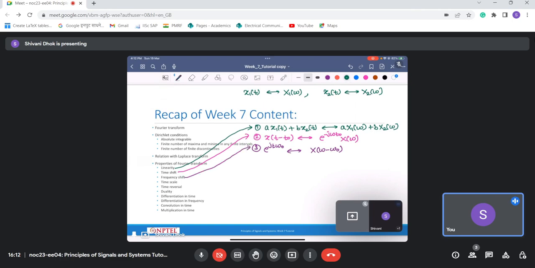The next property that we looked at was the time scaling property. It said that if I consider the Fourier transform of x of at, where a is some positive constant, then the Fourier transform of this is simply 1 over a X of omega by a. After that, the time reversal property was seen. It says that if I flip a signal with respect to the time axis, the Fourier transform also gets flipped.